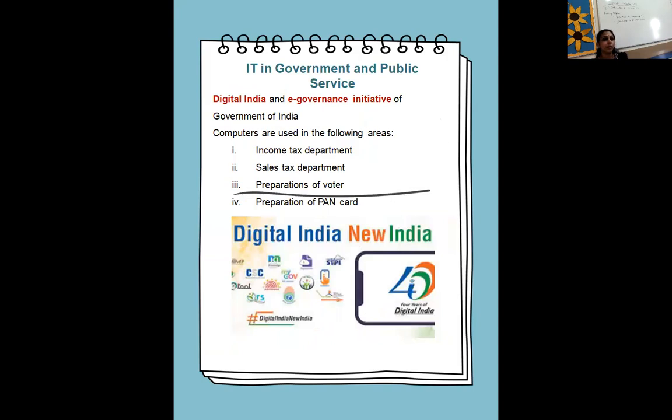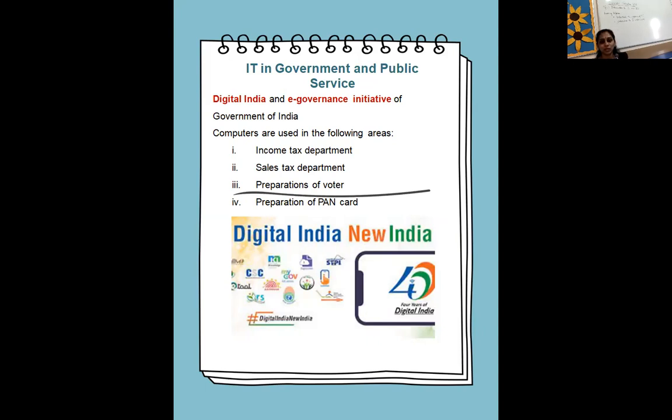IT in government and public services. We use our Aadhaar card, PAN card, or other digital identification cards, which are digitally saved. So Digital India and e-governance are initiatives of the Government of India. They use computers for the following areas.